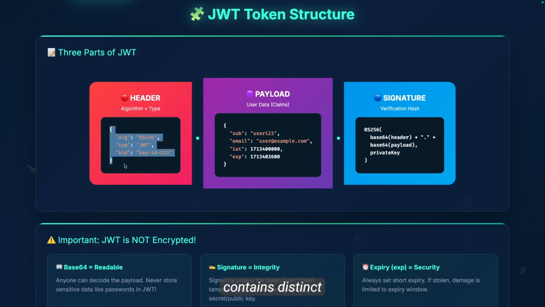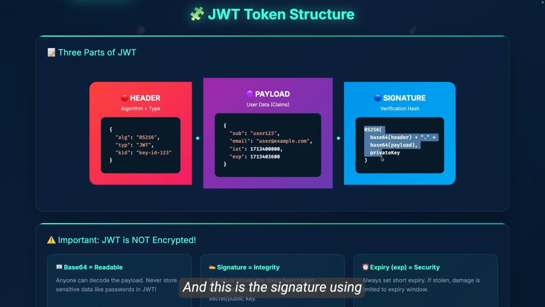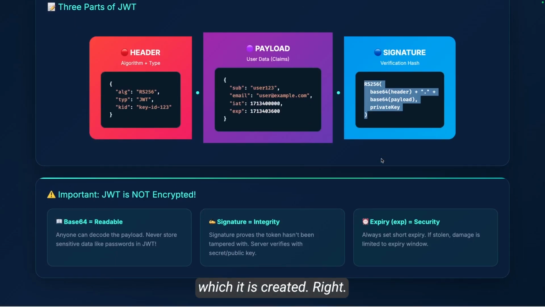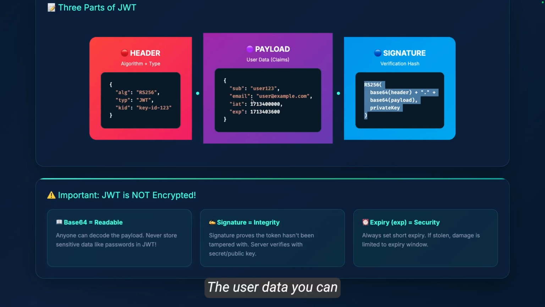The header contains the algorithm type and key ID. The payload contains the data. You can encode some data inside your JWT token, and this is the signature using which it is created, right? Base64, it's readable. The user data, you can decode it. The signature proves whether the token has been tampered with or not. And the expiry: obviously we need some kind of token expiry so that we have a limited lifetime for the token.